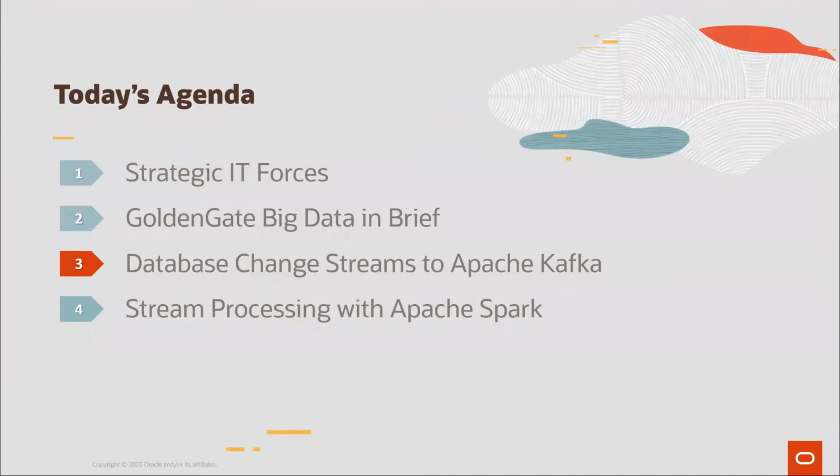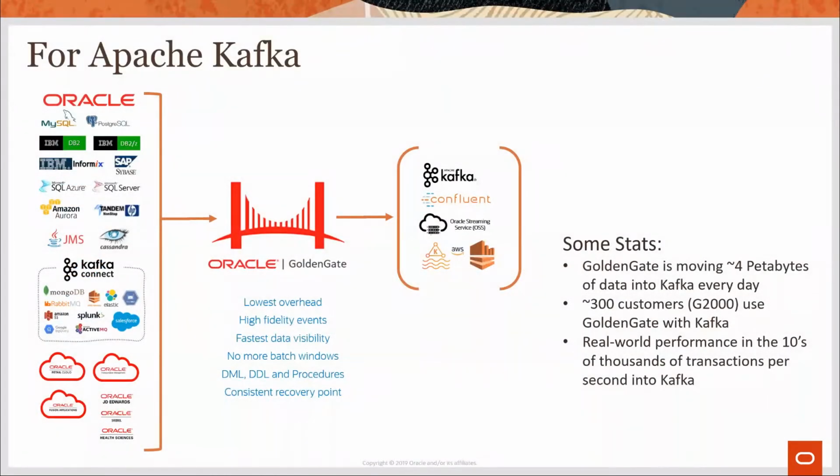All right, so that brings us to the next section, a deeper dive into some very interesting patterns that we see with GoldenGate and Apache Kafka being used together. Apache Kafka is actually just one of the approximately 20 or so target systems that are supported by Oracle GoldenGate for Big Data, but it's undoubtedly one of the most popular target technologies that we see.